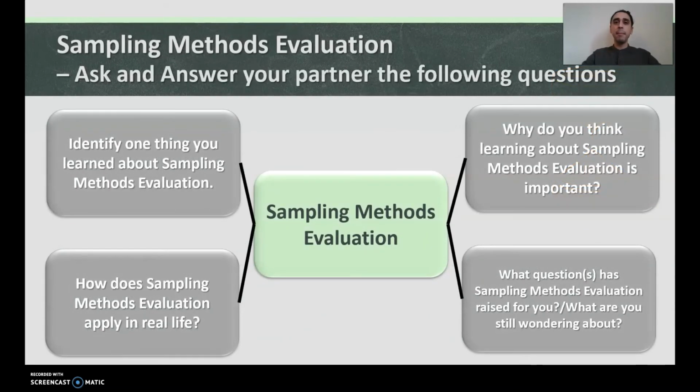And that's sampling methods evaluation. We had a look at some of the strengths of time sampling and event sampling, and some of the weaknesses of both of those sampling techniques as well. Identify one thing you learned about the sampling methods evaluation. Why do you think it's important? And how does this apply in real life? Again, what questions has sampling methods evaluation raised for you? Or what are you still wondering about? I want to hear your questions. I like your questions. They're usually decent.